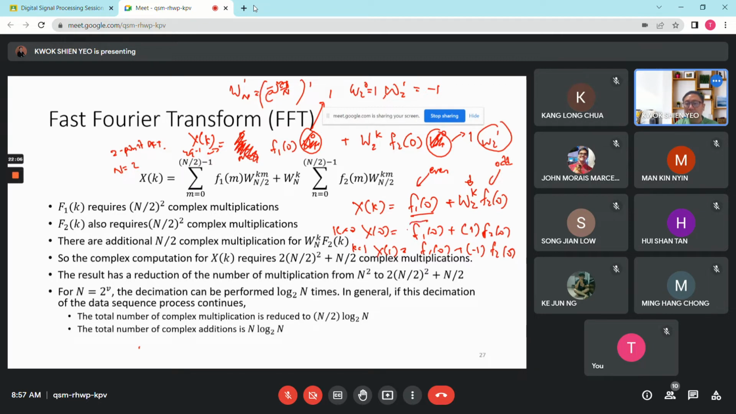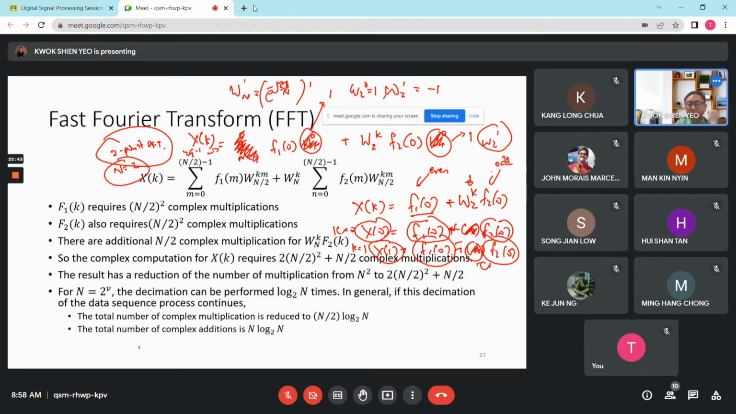So you see it is the sequence plus another sequence, then you got your X(0) for N equal to 2, for 2-point DFT. And then for k equals to 1, you have f1(0) plus a negative 1 multiply f2. So it is just a plus and minus. If you take out this, you actually have plus and minus. So essentially there is a multiplication of minus 1 here only.